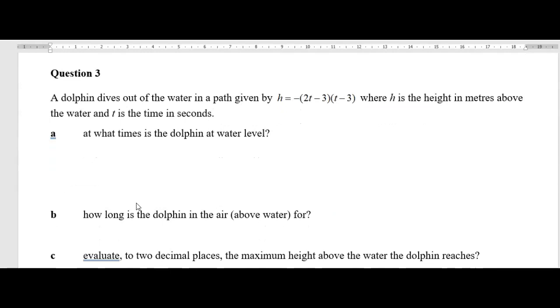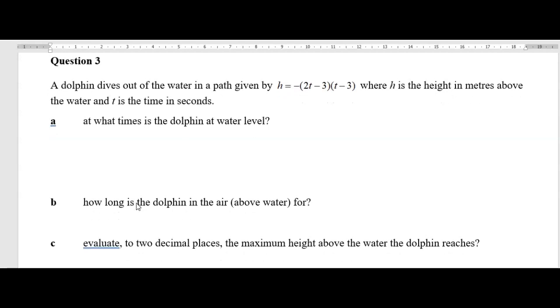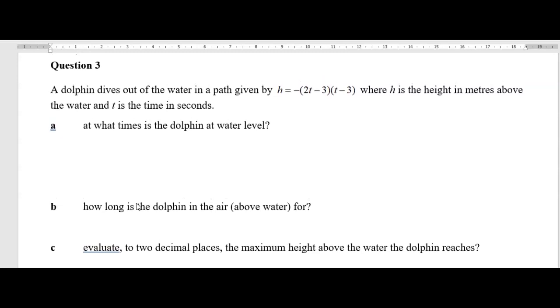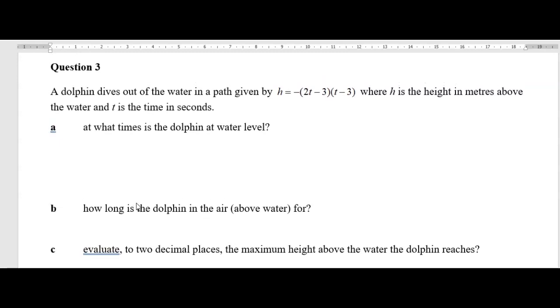A dolphin dives out of the water in a path given by the equation, where h is the height. At what times is the dolphin at water level? Okay, so your water level is when h equals 0. We've done a few of these by hand, so I'm just going to quickly do it on the calculator. So h equals 0. We're just going to have 0 equals negative 2t minus 3t minus 3.